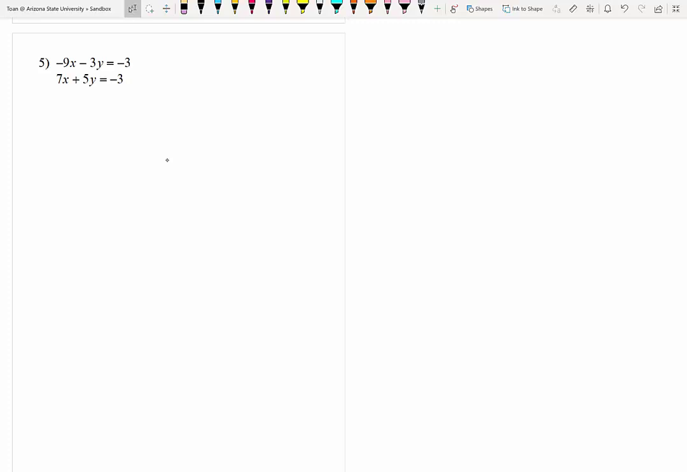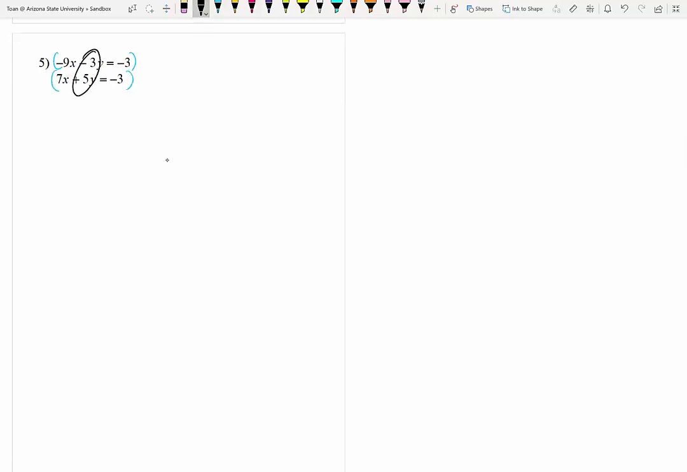Number 5 here, notice the coefficients are not the same. So if I want to do elimination, we're going to have to do some multiplication. Let's eliminate the y's in this case because the numbers are smaller. That's just my reason. There's no right or wrong rationale for elimination. You just have to eliminate one variable. So hopefully it doesn't take a lot of thinking.